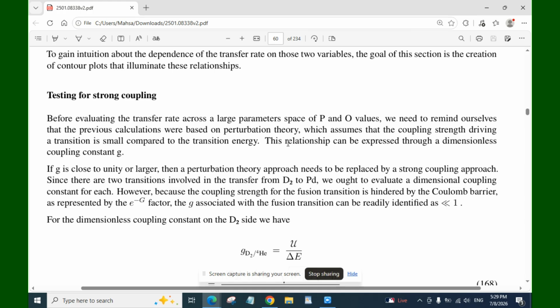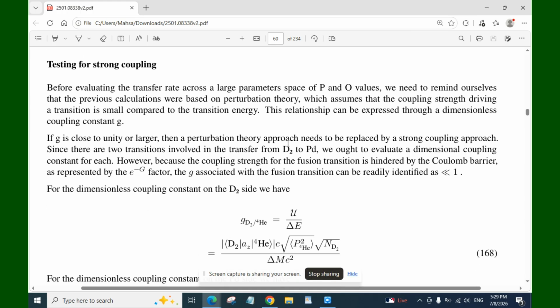Before evaluating the transfer rate across a large parameter space of P and omicron values, we need to remind ourselves that the previous calculations were based on perturbation theory, which assumes that the coupling strength driving a transition is small compared to the transition's energy. This relationship can be expressed through a dimensionless coupling constant G. If G is close to unity or larger, then a perturbation theory approach needs to be replaced by a strong coupling approach. Since there are two transitions involved in the transfer from deuterium to palladium, we have to evaluate a dimensionless coupling constant for each.